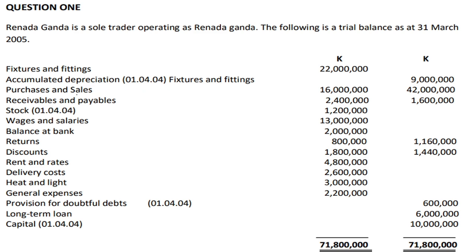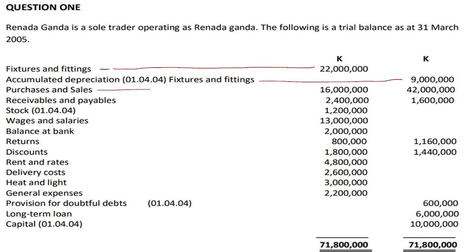Then there we have got the purchases and the sales. So which one is the purchases there and which one are the sales? The purchases are 16 million. Then the sales are 42 million. Then we have got receivables and payables. Receivables, it is 2.4 million. Payables, it's 1.6 million. Is that clear?